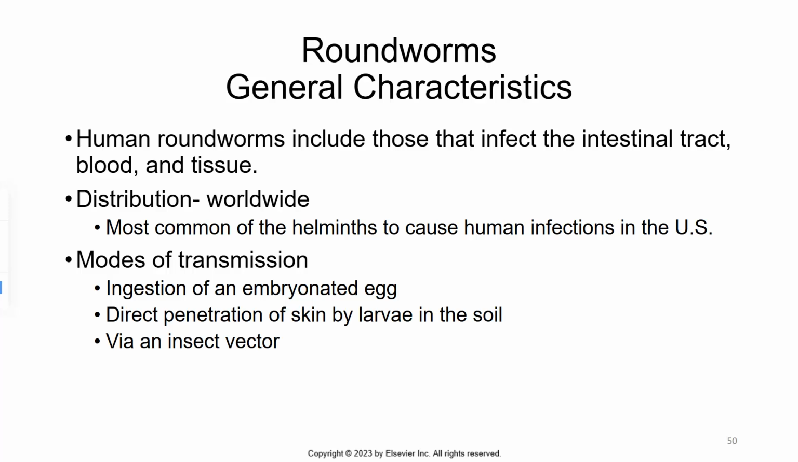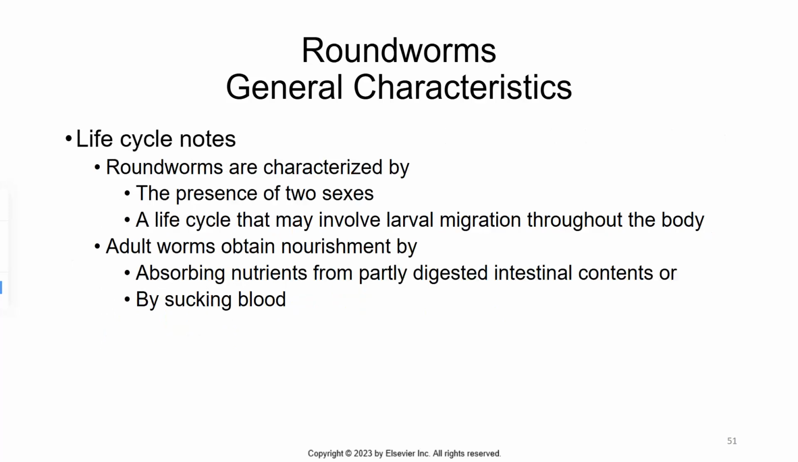Human roundworms include those that infect the intestinal tract, blood, and tissues. They're distributed worldwide, most common of the helminths to cause human infections in the United States. Modes of transmission: ingestion of an embryonated egg, direct penetration of the skin by larvae in the soil, or by an insect vector.